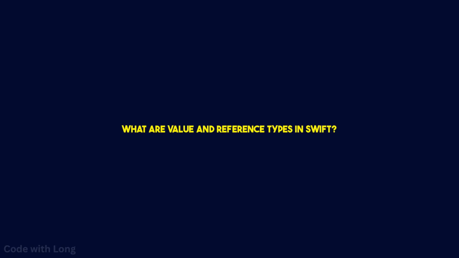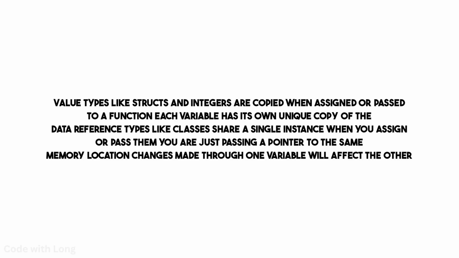What are value and reference types in Swift? Value types, like structs and integers, are copied when assigned or passed to a function. Each variable has its own unique copy of the data. Reference types, like classes, share a single instance. When you assign or pass them, you are just passing a pointer to the same memory location. Changes made through one variable will affect the other.